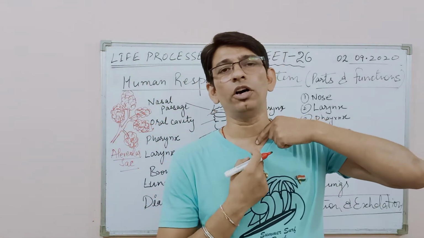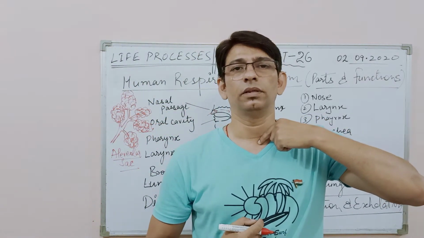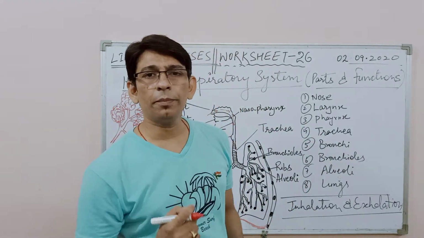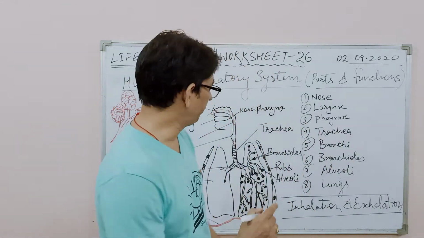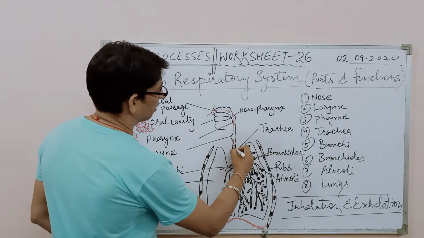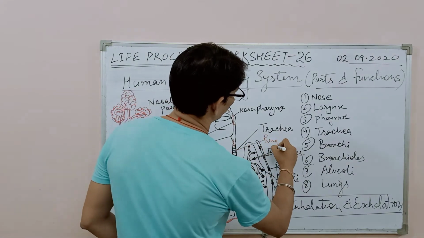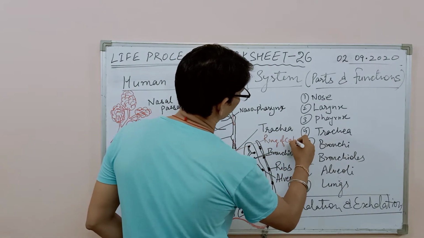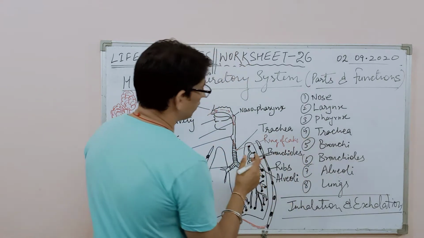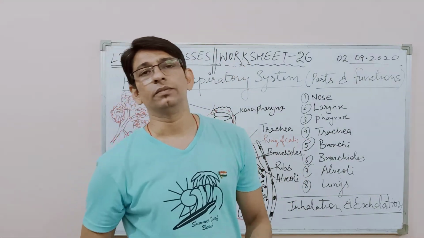Trachea is a long tubular part which is surrounded by rings of cartilage. Means you are seeing these rings, there are rings of cartilage. What function do they perform actually?